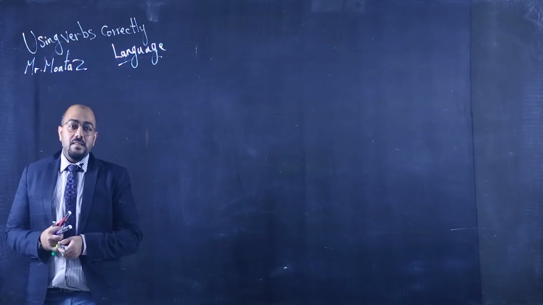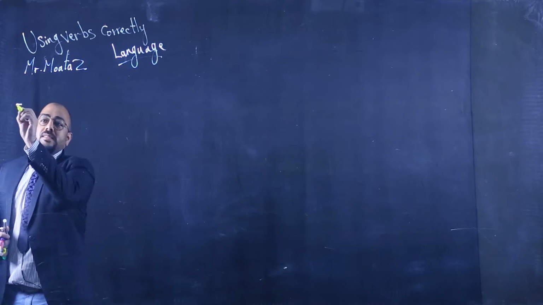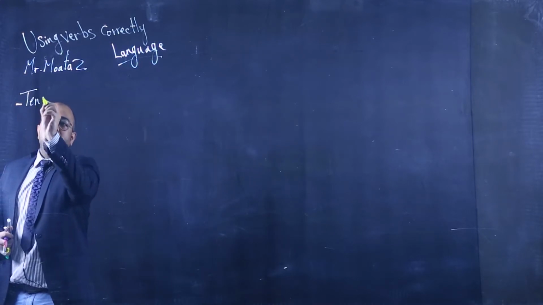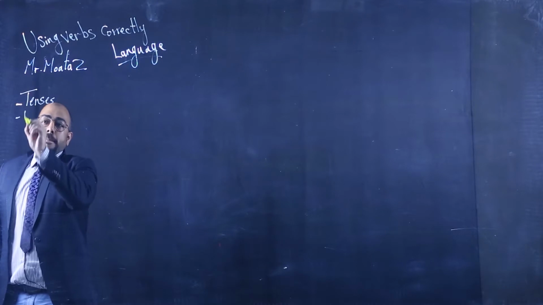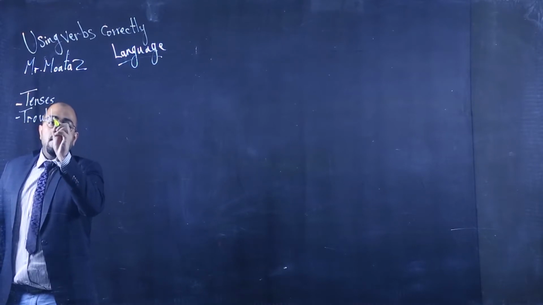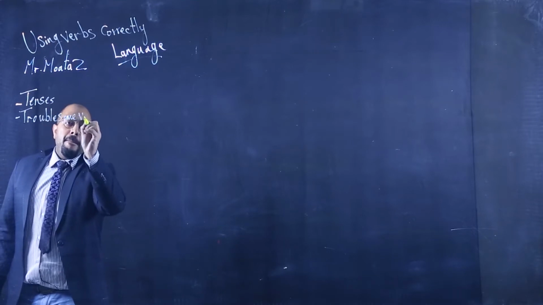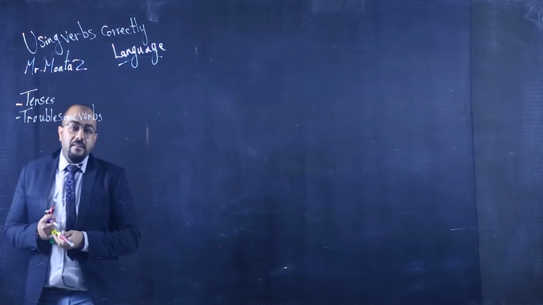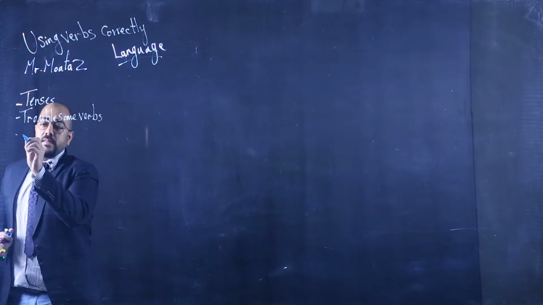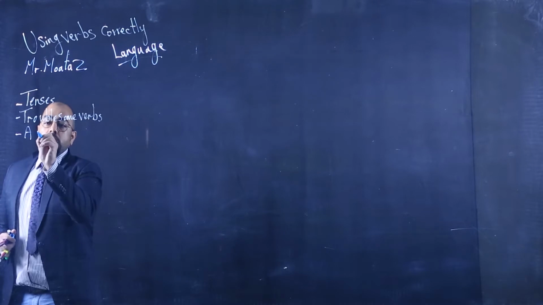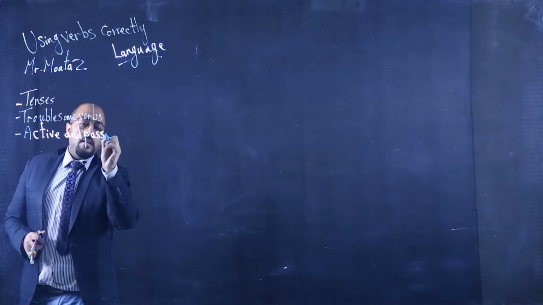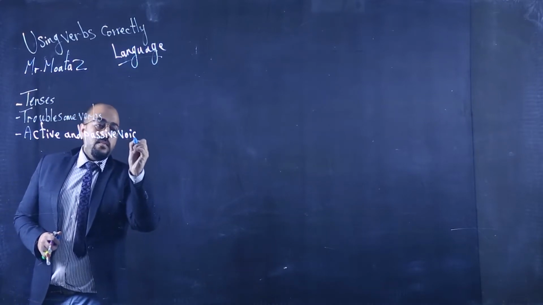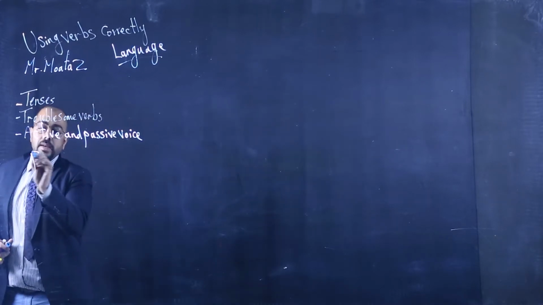Inshallah, the first part is using verbs correctly. We are going to talk about the main points, such as tenses. Then the second part will be about troublesome verbs. Then finally we have active and passive voice. So, let's start with tenses.